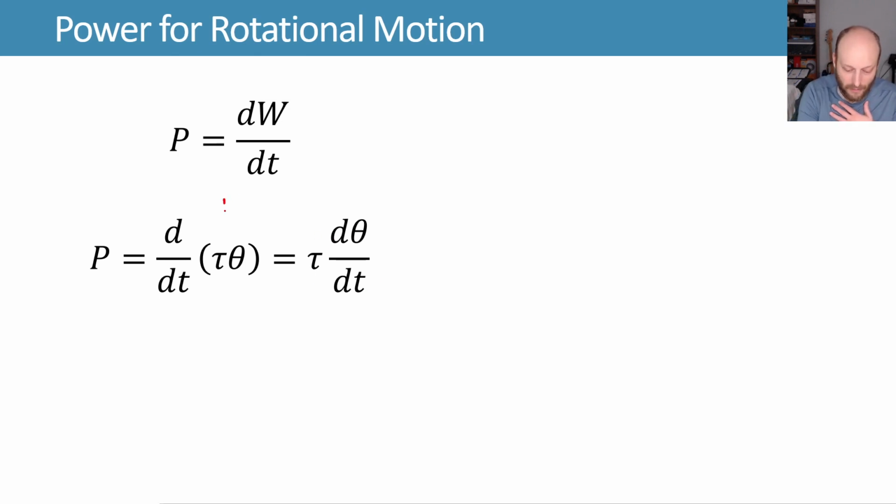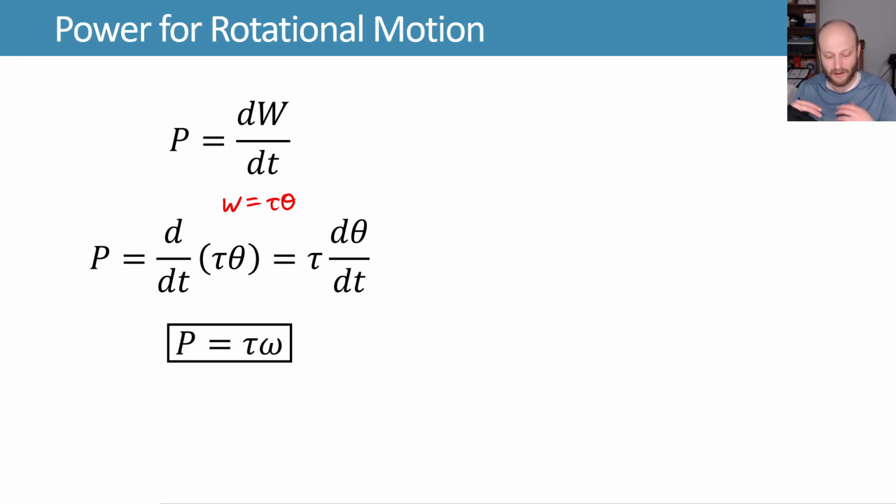Remember, the way we were able to say that omega was equal to d theta/dt relied on assuming that tau was a constant, so it's fine to pull it out like this. We haven't made any new assumption here. And that leaves us with our power for rotational motion with constant torque of that torque times the angular velocity omega.